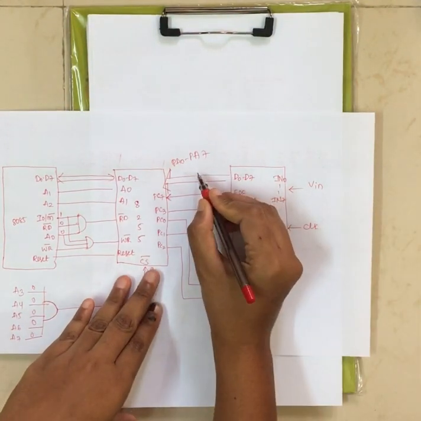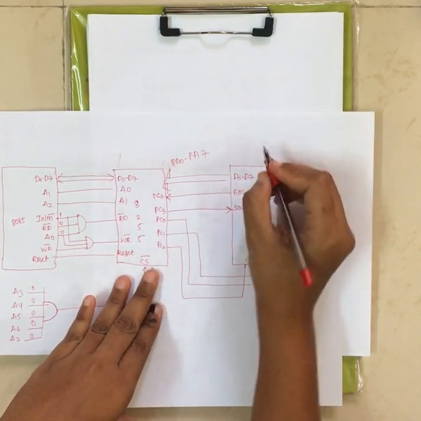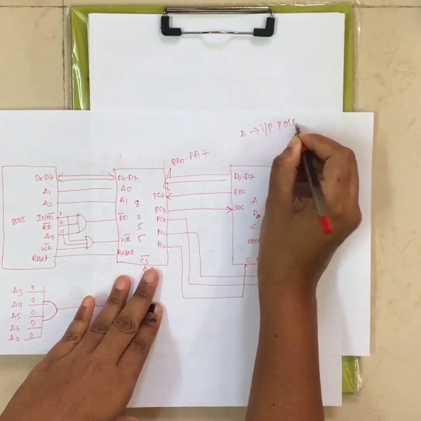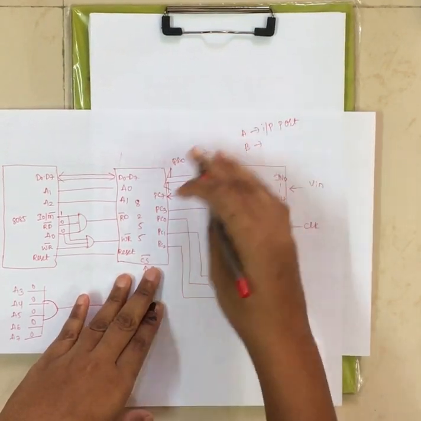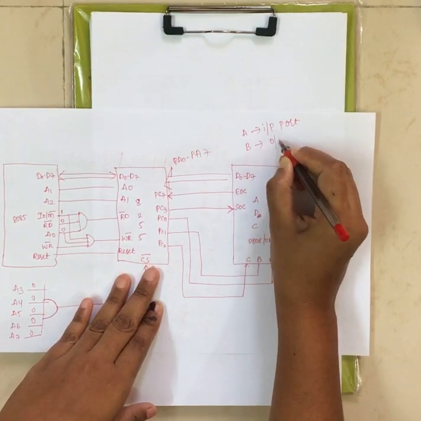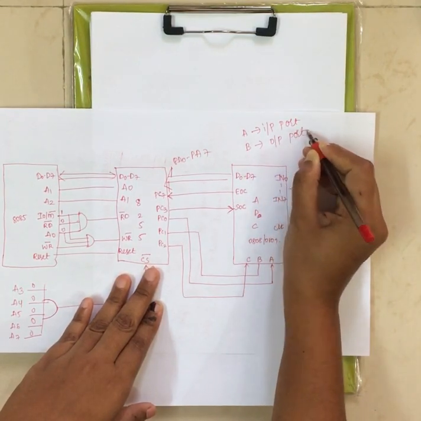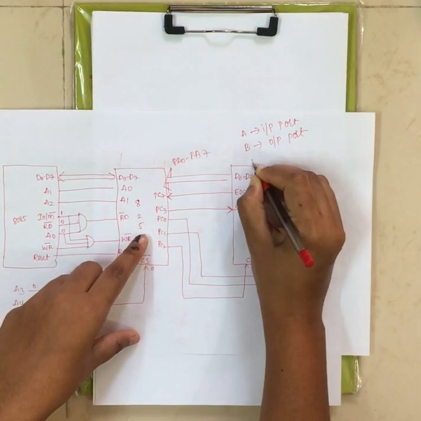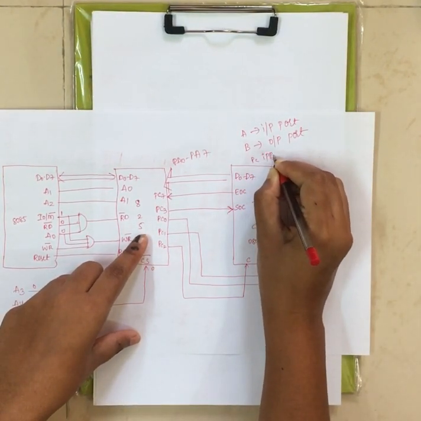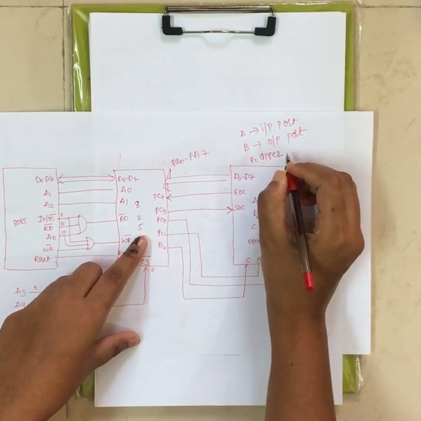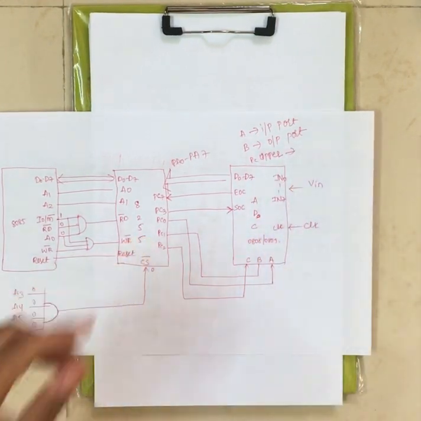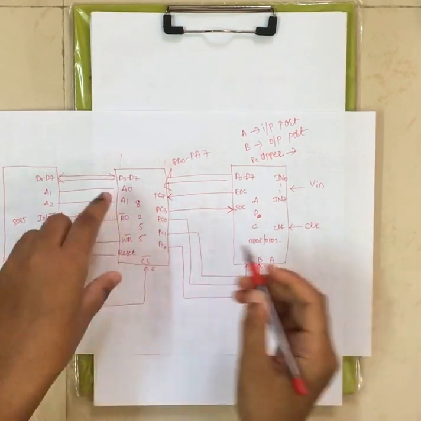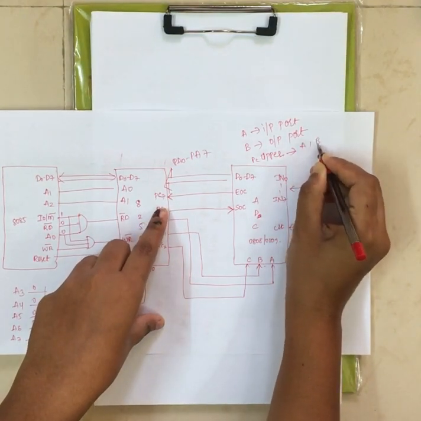Now here port A is reading the data. That means port A is an input port. Port B we are not using here. Let us assume it is doing an output operation. Now port C upper, we are giving to the ABC lines.